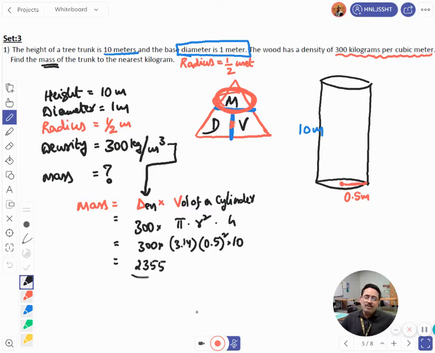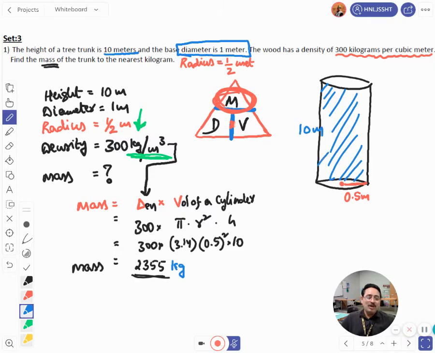2355. Always you have to write the units. What is this 2355? Is it pounds? Is it kilograms? Is it meters? Is it yards? First of all, you have to read carefully what the question is. Then I see that the density is given as kilograms per cubic meter, and we are trying to find the mass. Therefore, I go with the unit kilograms. Okay? Therefore, mass is 2355 kilograms. So that is the mass of the trunk of this tree. Okay? Questions?